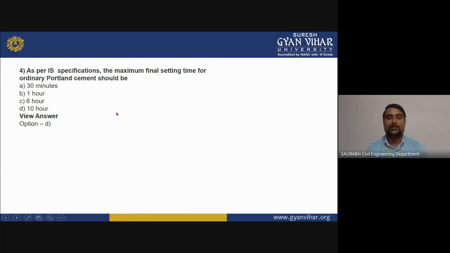As per the specification, the maximum final setting time of ordinary Portland cement should be, what should be the maximum final setting time for ordinary Portland cement, which is given here: 30 minutes, 1 hour, 6 hours, and 10 hours. And the right answer will be 10 hours. And sometimes in these types of questions, 600 minutes is also given, which is also equal to 10 hours. So you do not need to be confused. If there is 600 minutes, it means it is 10 hours, it is not 6 hours.